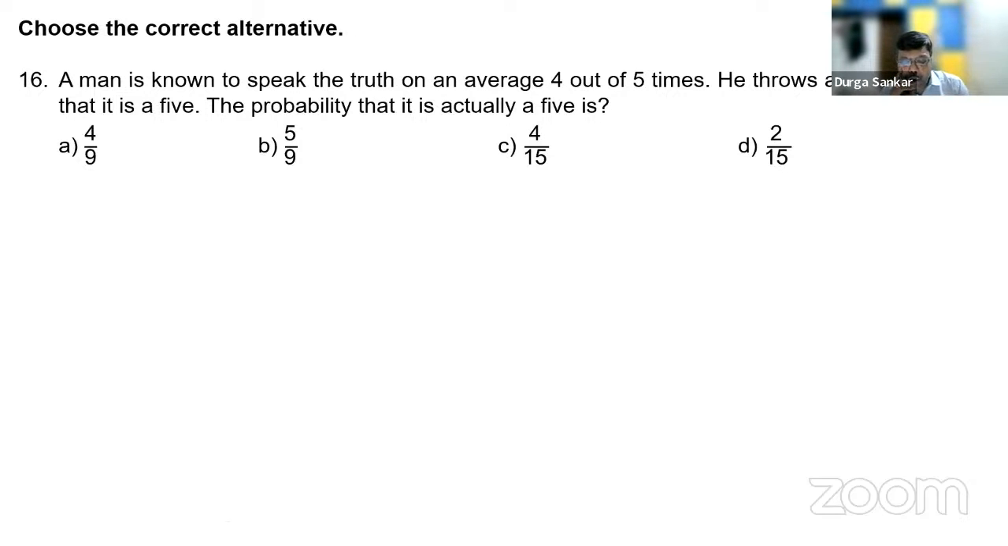Now, next one. A man is known to speak the truth on an average 4 out of 5 times. He throws a die and reports that it is a 5. The probability that it is actually a 5 is a bit tricky, because I need to look at two things. One, whether he is speaking truth or whether he is lying, and whether the number that is showing on the die is 5 or not. So definitely not type A. So it might be type B or C. I'll come back to it later.